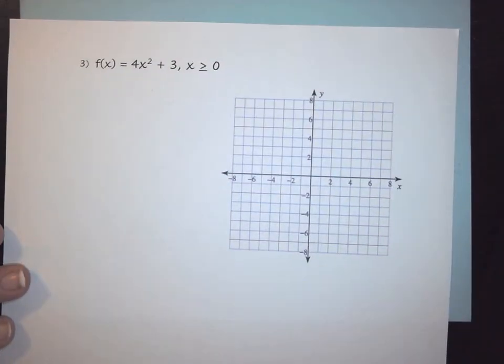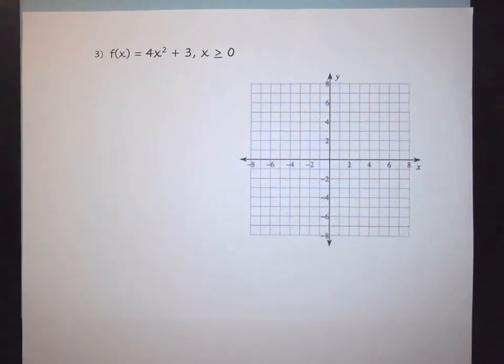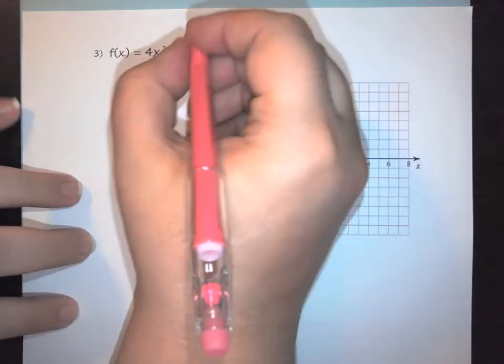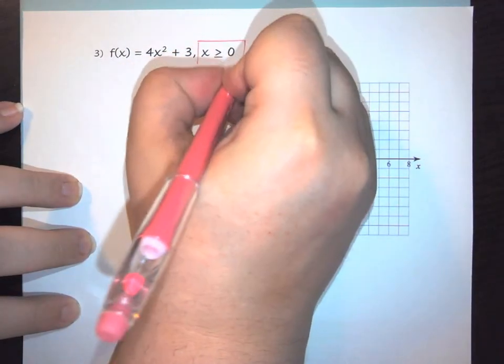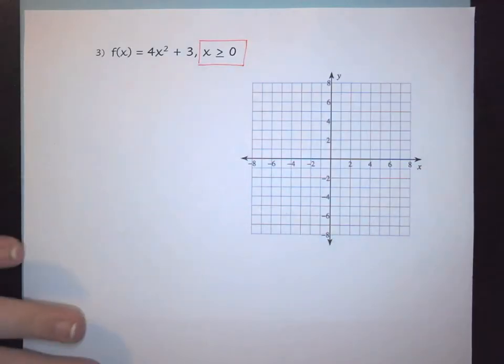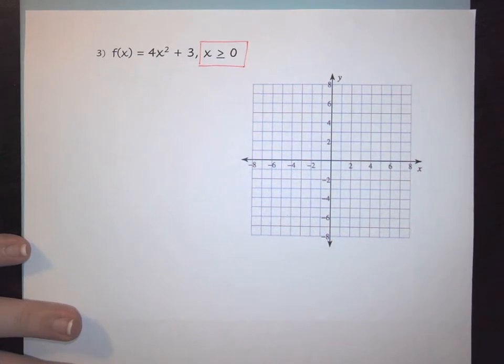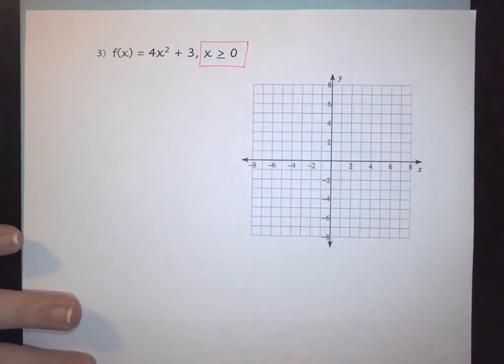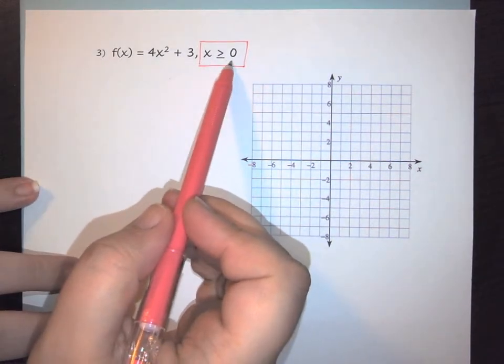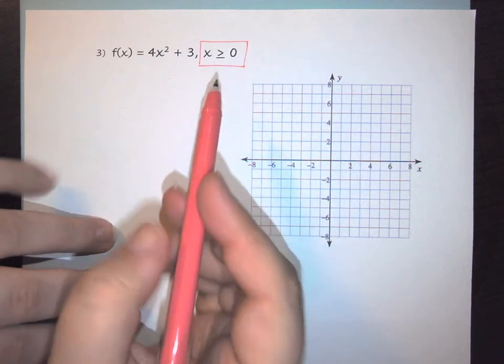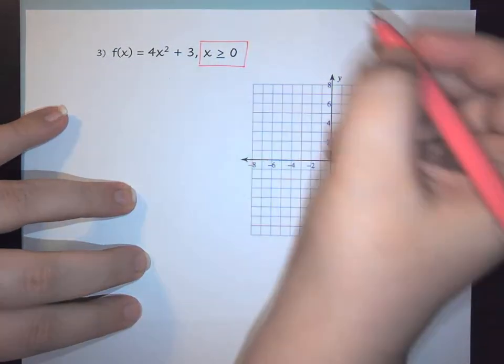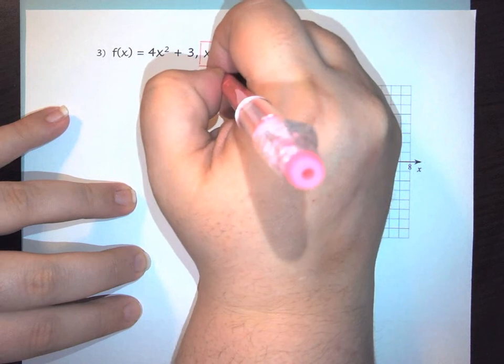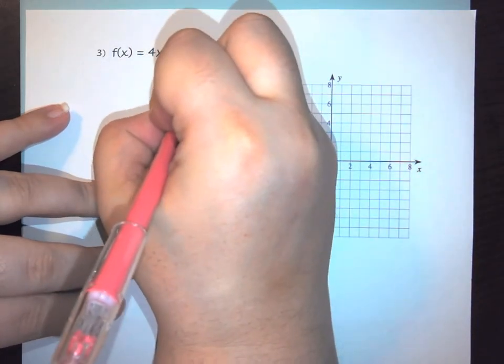Alright, the last one that I wanted to show you is this one. The reason I wanted to look at it is because of this piece right here. Okay, so here we have my function is 4x squared plus 3, but then we have this little where x has to be greater than or equal to 0. Okay, so what we're looking at right here is a restricted domain.